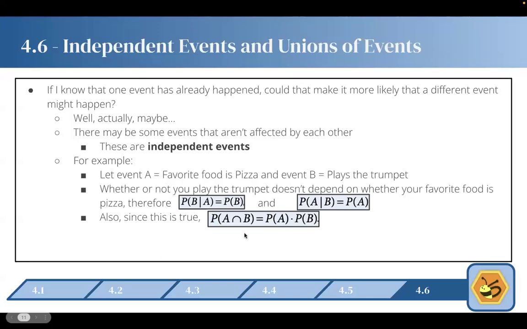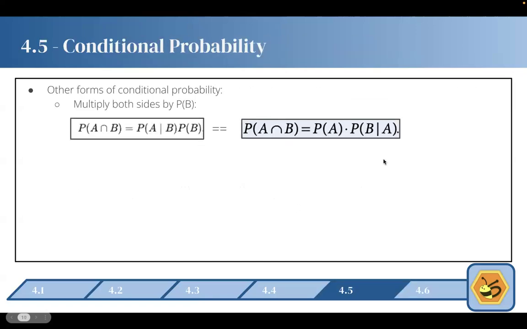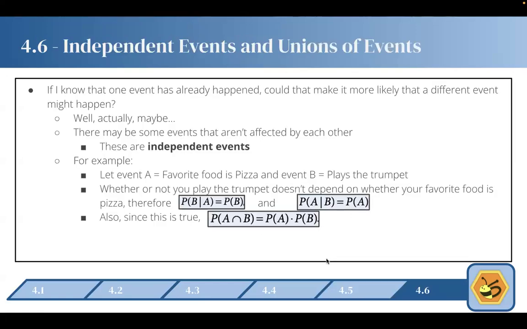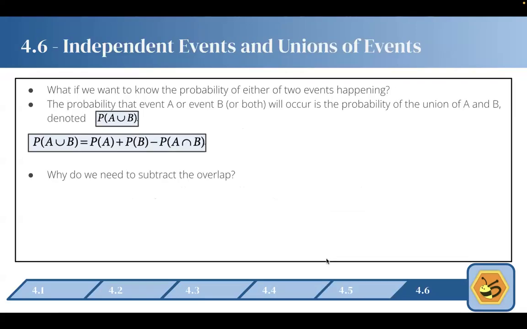All right, so in other words, what we said then was this will go straight to P of B because they are independent. So we get that equation. What if we want to know the probability of either of two events happening? This is where we have the union. So this would be P of A or B happening, and this is the equation P of A plus P of B minus P of A and B.